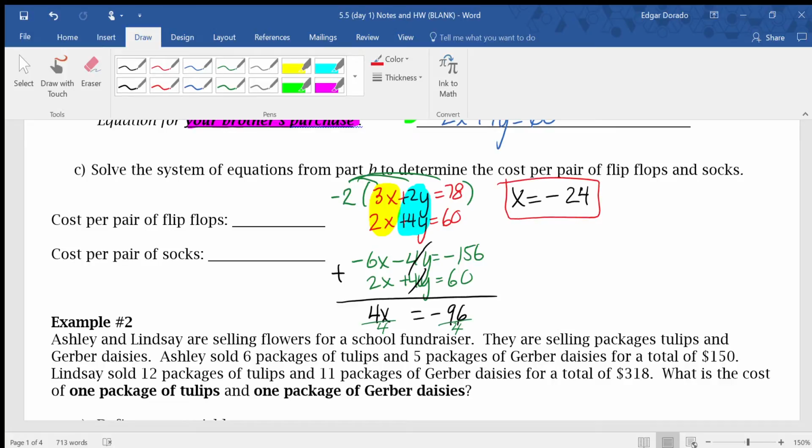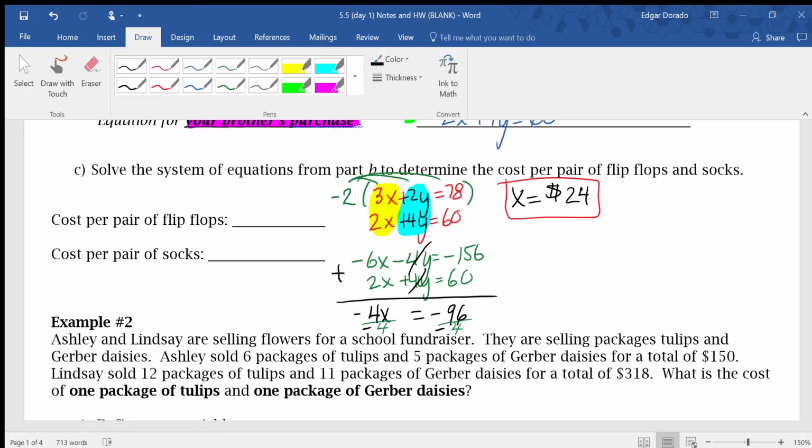Well, right away I can tell I did something wrong because I can't have a negative price. So let's see what I did here. And it looks like this is what I was missing right there. Okay, a negative 6 plus 2 is a negative 4. So I have to divide by a negative 4. Now I've corrected my problem. So my real answer is just 24.